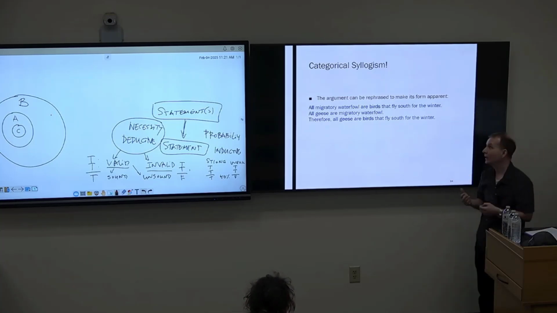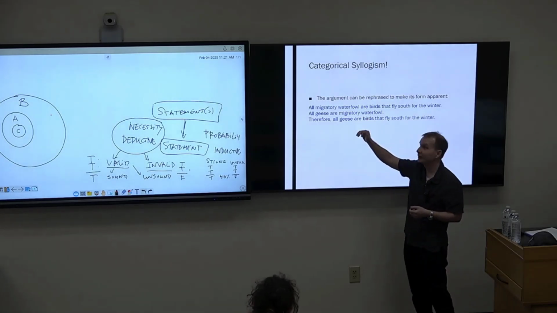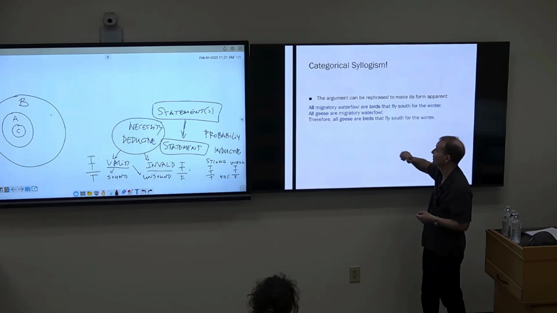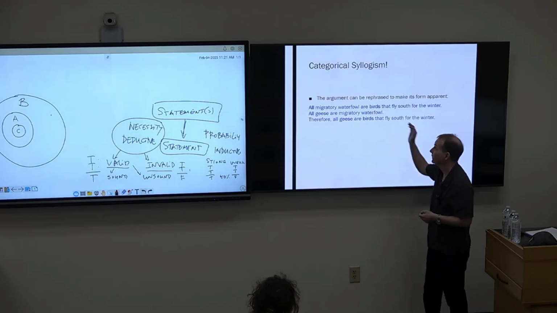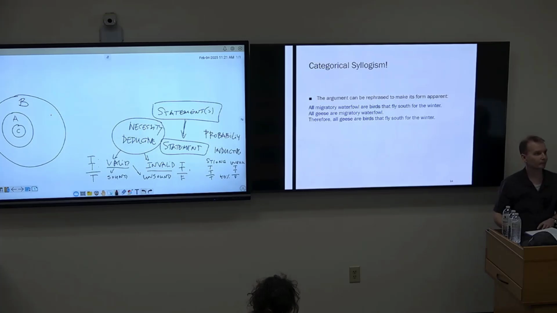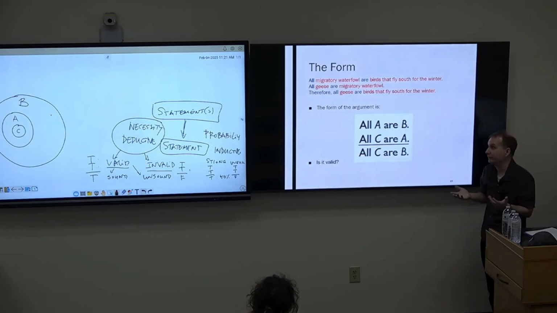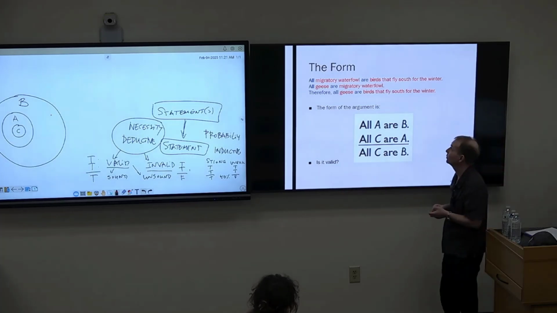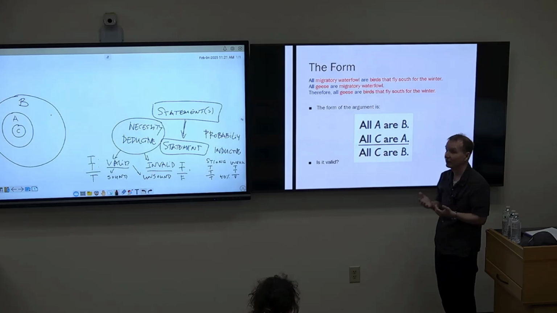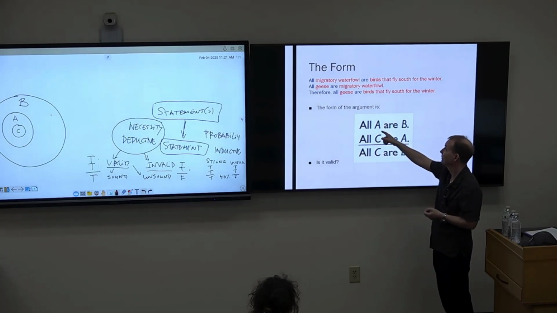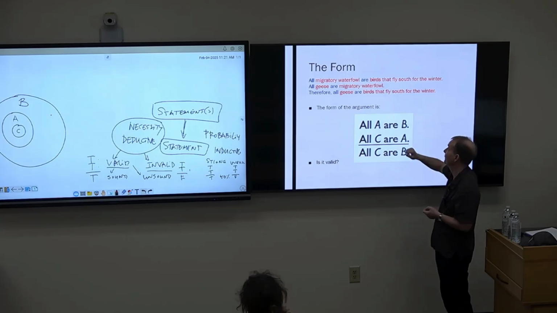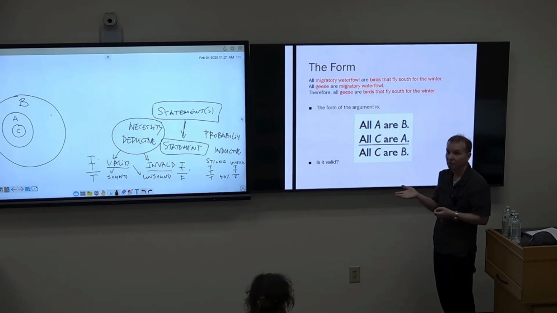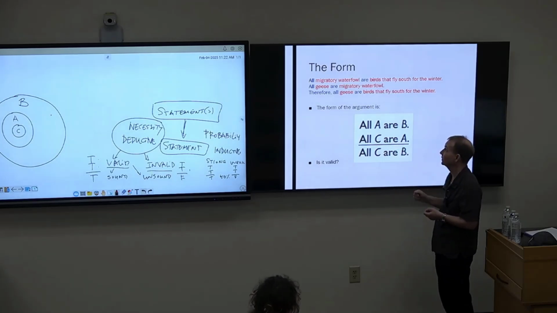And then we also have to have clear categories here, and we do. We have 3 categories: migratory waterfowl, birds that fly south for the winter, and geese. All of these are clear categories. Now, this argument has form, right? And we can actually extract this form, which we will also be doing more and more, by simply replacing these content words with some sort of letters. For example, we can put A instead of migratory waterfowl and B instead of birds which fly south for the winter. Then the third category we have is geese, and we will put C for that.